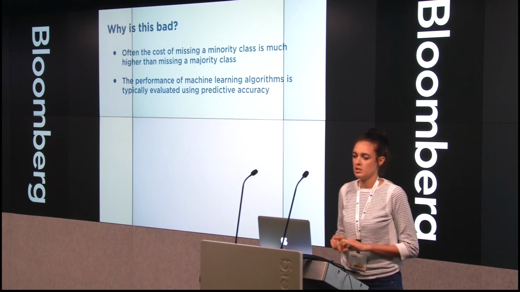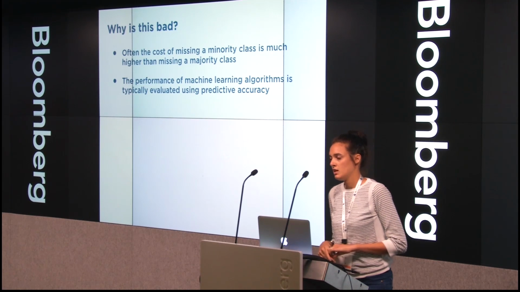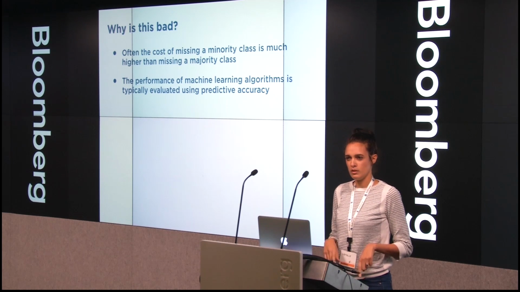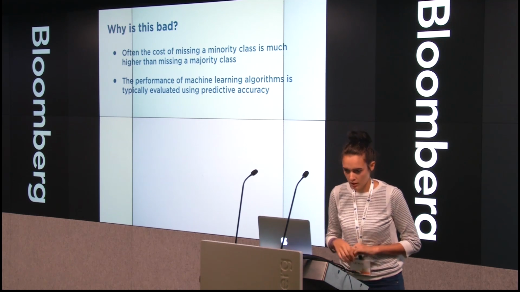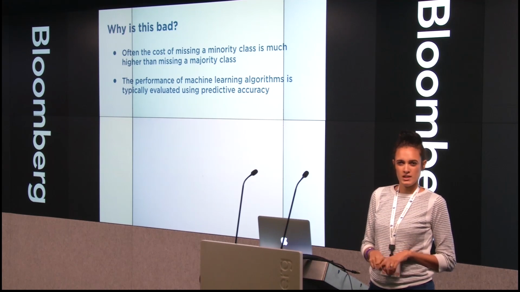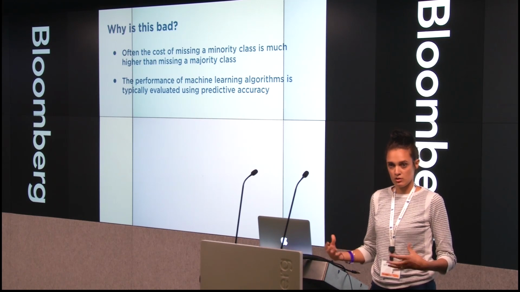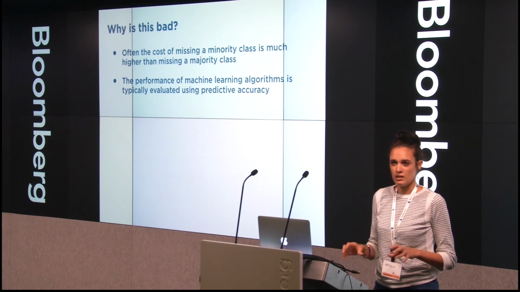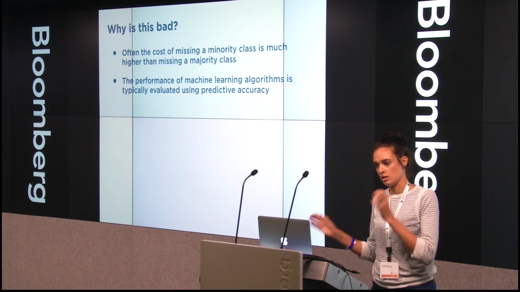So the performance of machine learning algorithms is typically evaluated using predictive accuracy. That's the default in a lot of the scikit-learn classifier modules. But if you've got a base rate of 99% for the majority class and you're trying to optimize based on accuracy, really the most intelligent thing to do there is to label everything as the majority class.